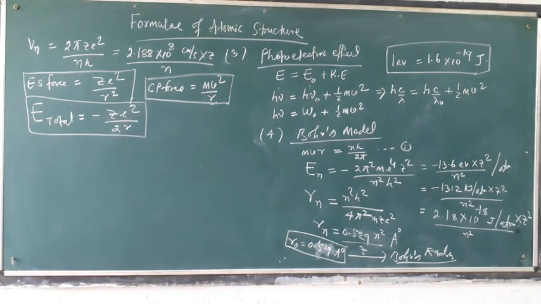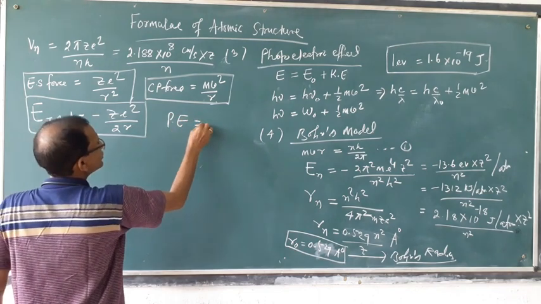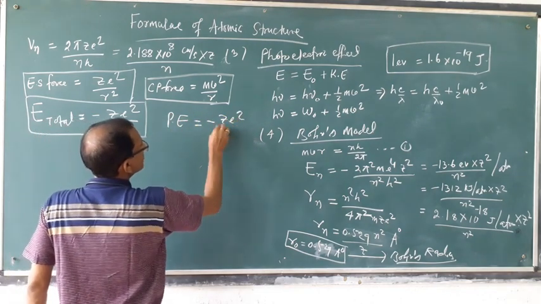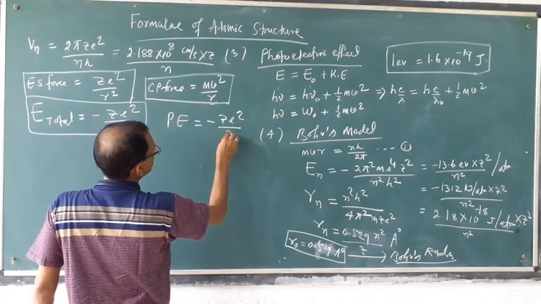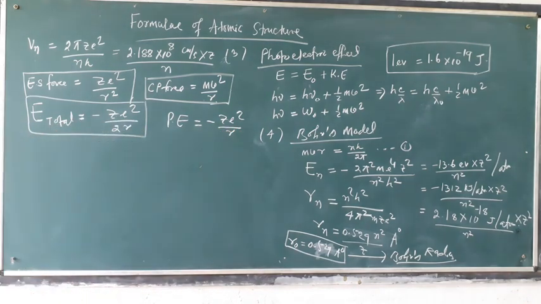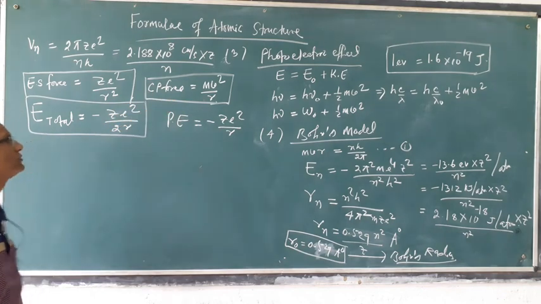And your potential energy also, remember: potential energy is equal to minus Z square by R. This is your potential energy. This is your total energy. This is the electrostatic force of attraction, and that is your centripetal force. This is the calculation.